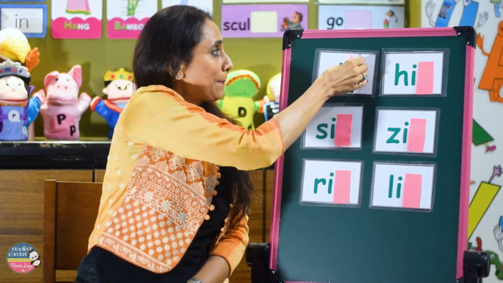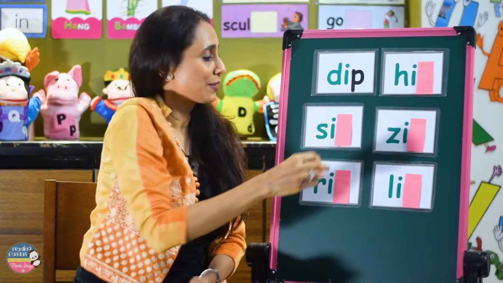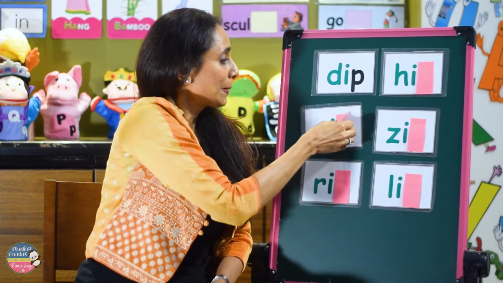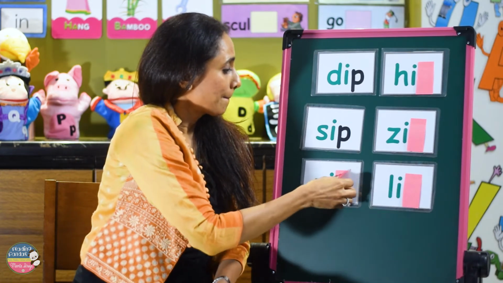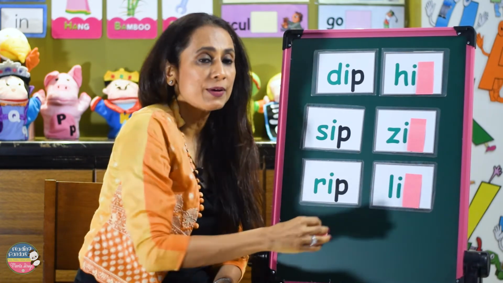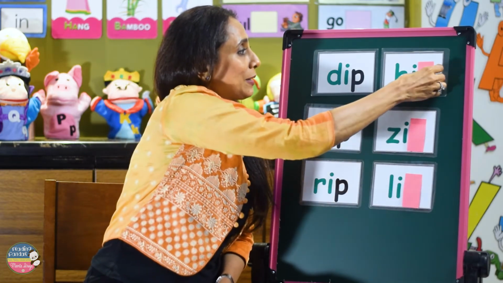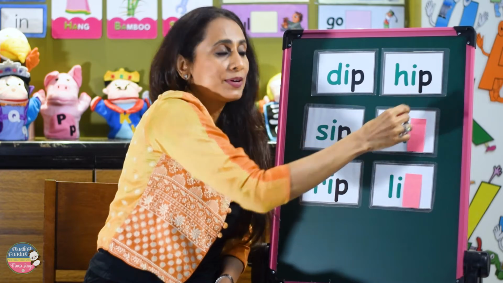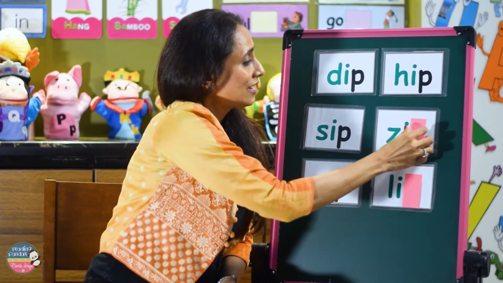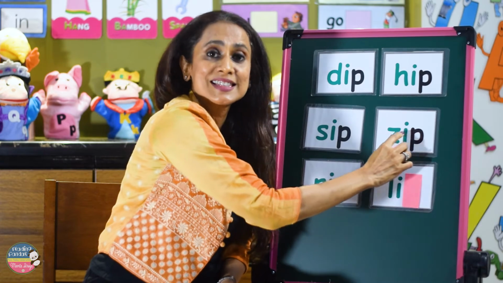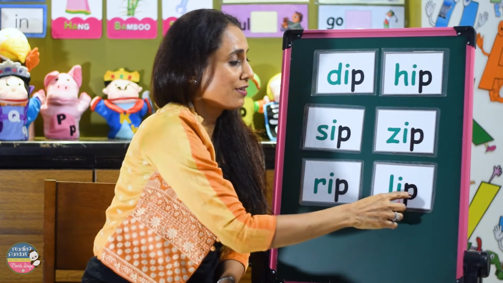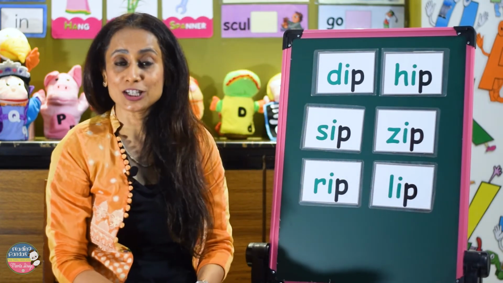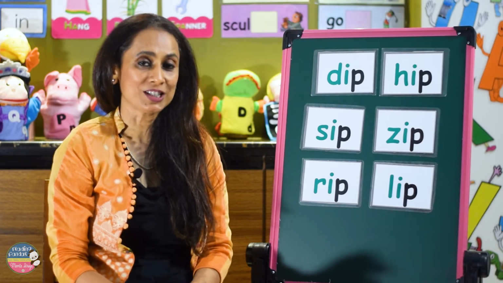D, P, dip. S, P, sip. Ri, P, rip. Hi, P, hip. Zi, P, zip. And Li, P, lip. Hope you are getting better at blending and reading CVC words. And now let's move on to the next set of words.